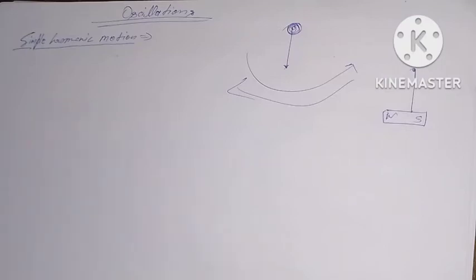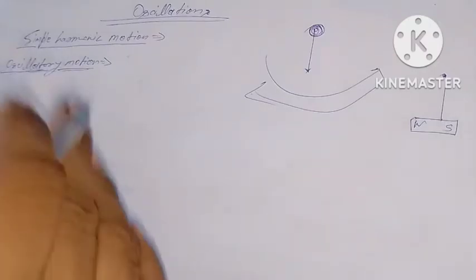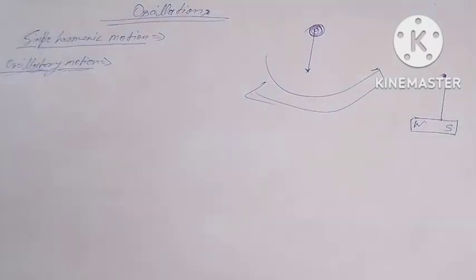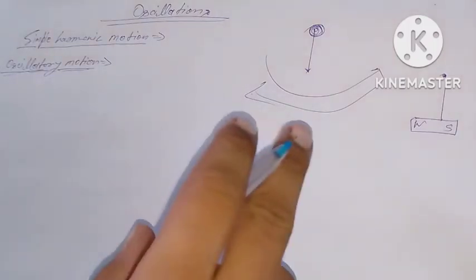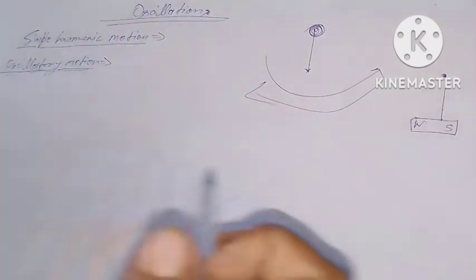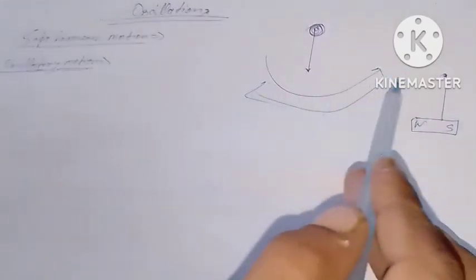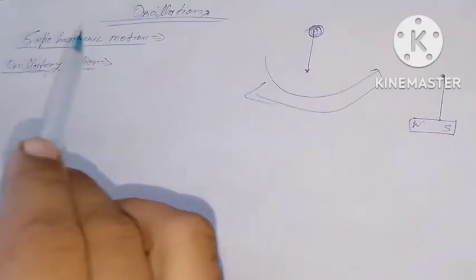What is oscillatory motion and what is simple harmonic motion? Oscillatory motion. A motion which repeats itself after regular intervals of time is called periodic motion. For example, a watch. A motion which repeats itself after regular intervals of time is called periodic motion.